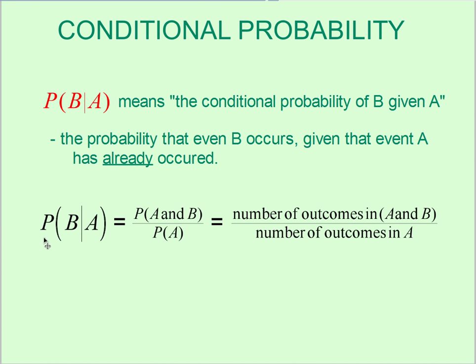Here's the official definition. Conditional probability of B given A is equal to the probability of A and B, in other words, the intersection of A and B, over just the probability of A. Probability of A is how many events are in set A.